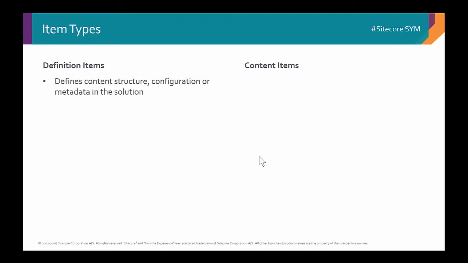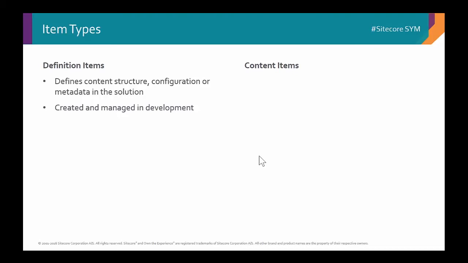So definition items will define content structure, configuration, or metadata in the solution. It's created in the development environment and managed there, and then it's pushed to production. It's very, very important that there are items that go from development to production, and there are items that go from production and back into development for testing reasons. But if you want a good maintainable solution, then you need to distinguish between those two things.